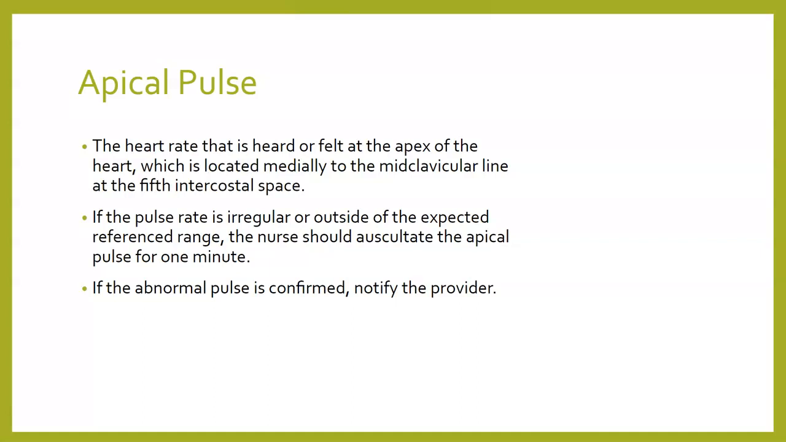The nurse can palpate and auscultate the apical pulse over the apex of the heart. In adults, adolescents, and children older than 7 years of age, the apical pulse is located at the fifth intercostal space on the left side of the client's chest at the midclavicular line. In children younger than 7 years, the apex of the heart is located at the fourth intercostal space to the left of the sternum. So just remember that if you are assessing a child less than 7 years, it's going to be at the fourth intercostal rather than the fifth.